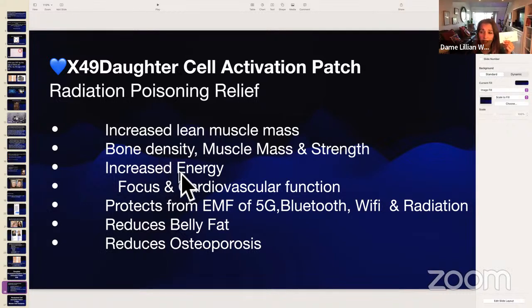muscle mass, and strength, increasing energy, increasing cardiovascular function, protects you against the EMFs, like I said before, 5G, Bluetooth, Wi-Fi radiation, TSA scanners, mammograms. There's so many devices that cause this type of damage to the body, and this is going to unring that bell.